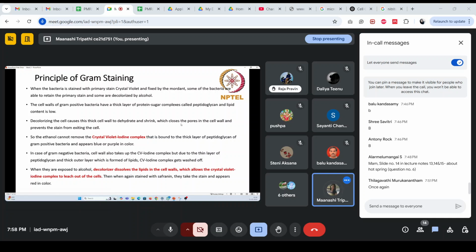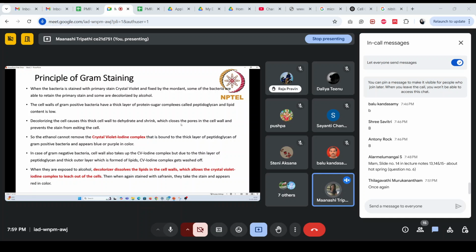In gram-positive bacteria, the lipid layer is really thin, so it does not matter if it dissolves or not. But in the second category, where the layer is thick, when it gets dissolved, one complete layer is removed. In all these procedures bacteria are killed, but in this procedure it is completely destroyed.